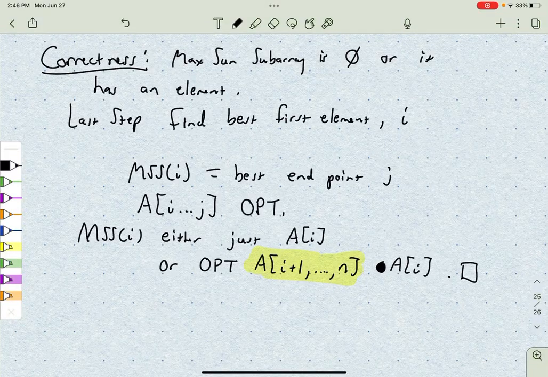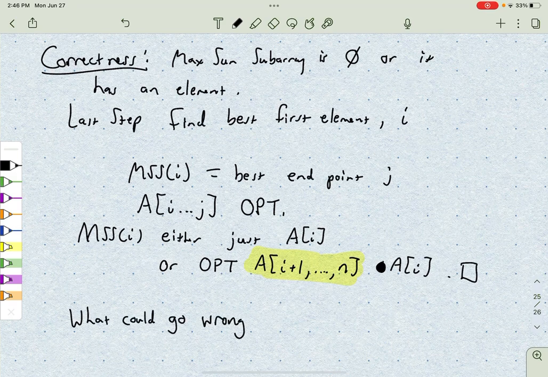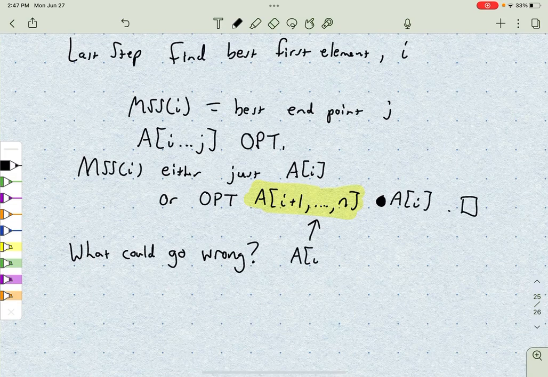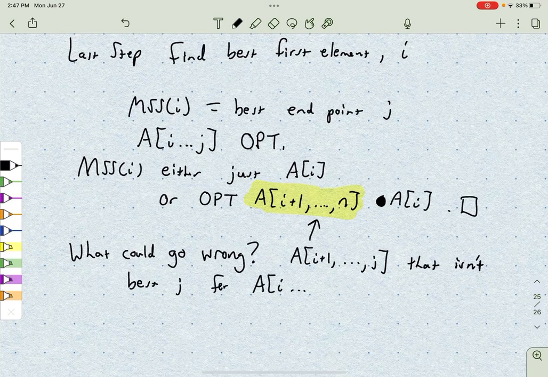So another way to look at this proof of correctness is by thinking, what could go wrong? So clearly we need to include AI, so the only thing that could go wrong is in this part. What if the recursion fairy gives us a j for a I plus 1 through j that isn't the best j for ai through j? What would this mean?